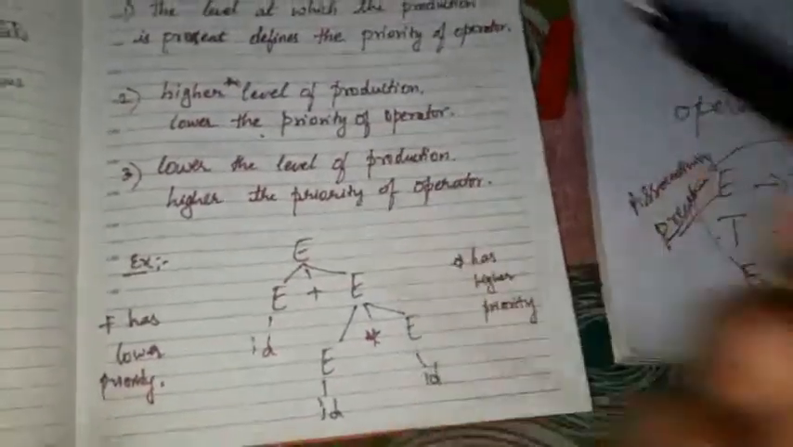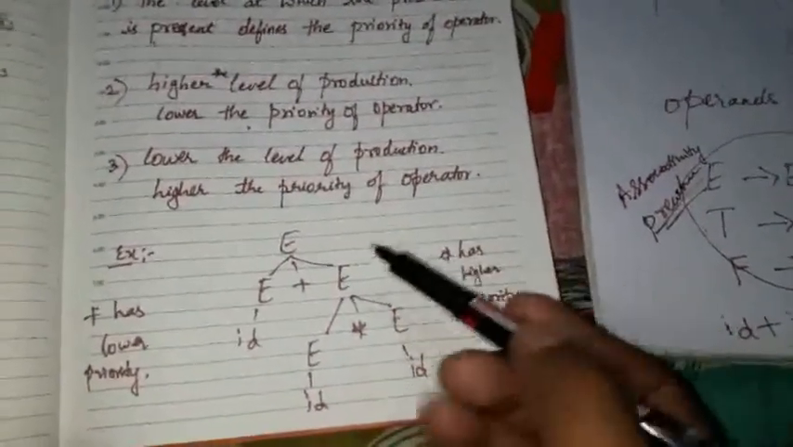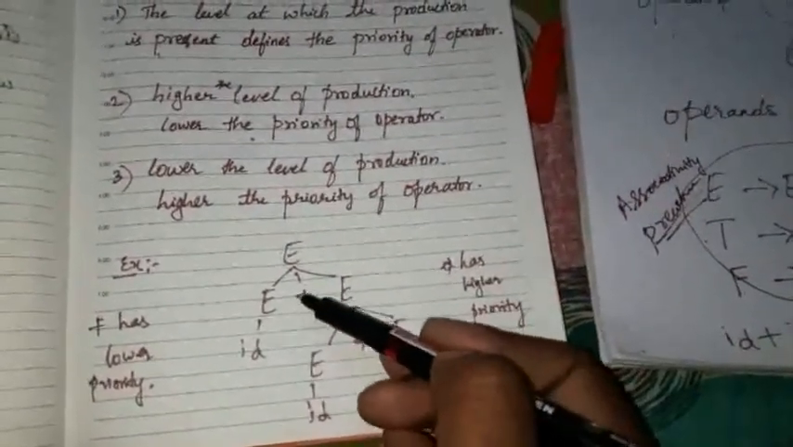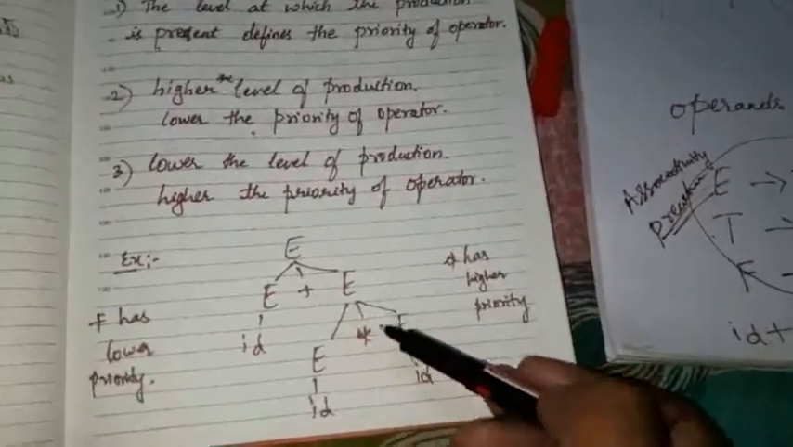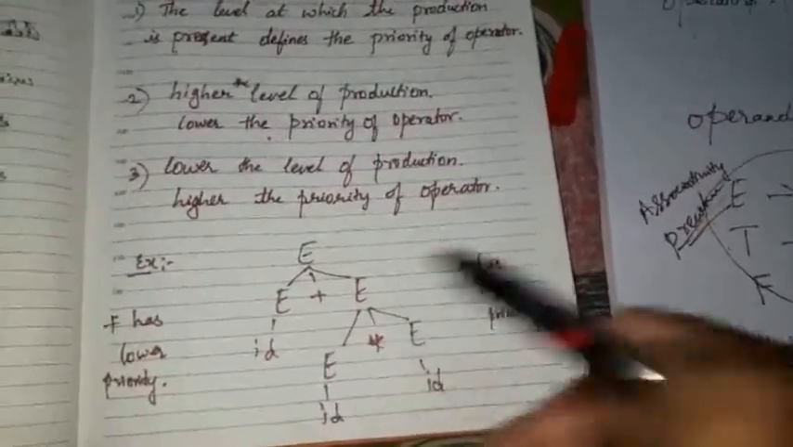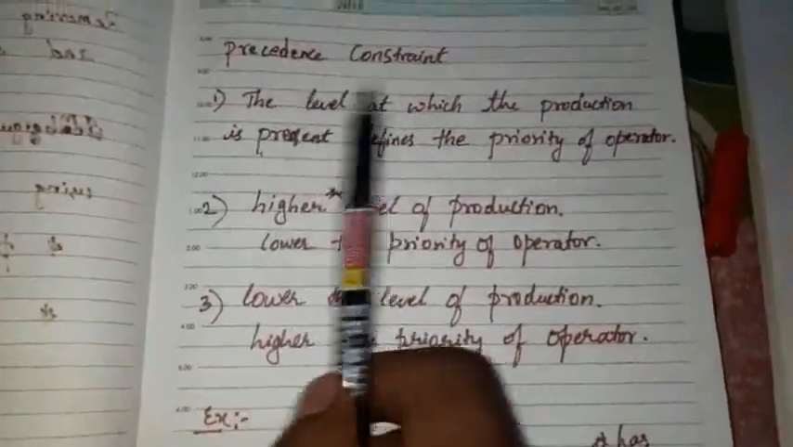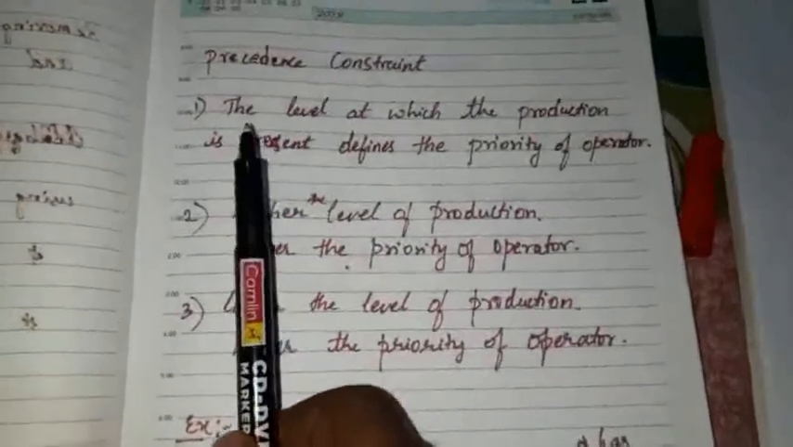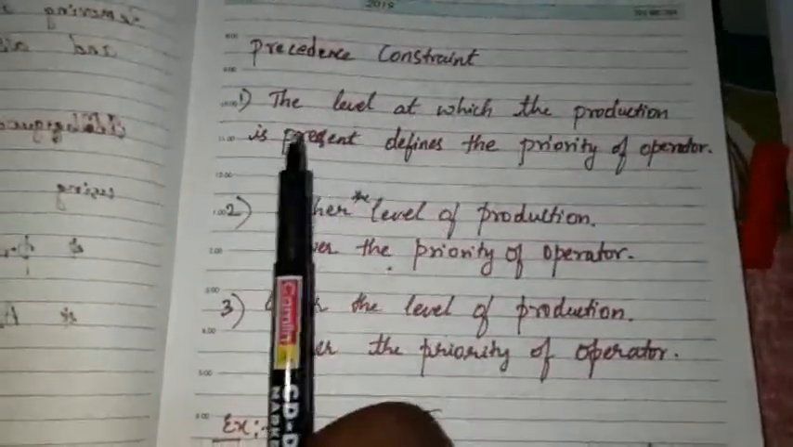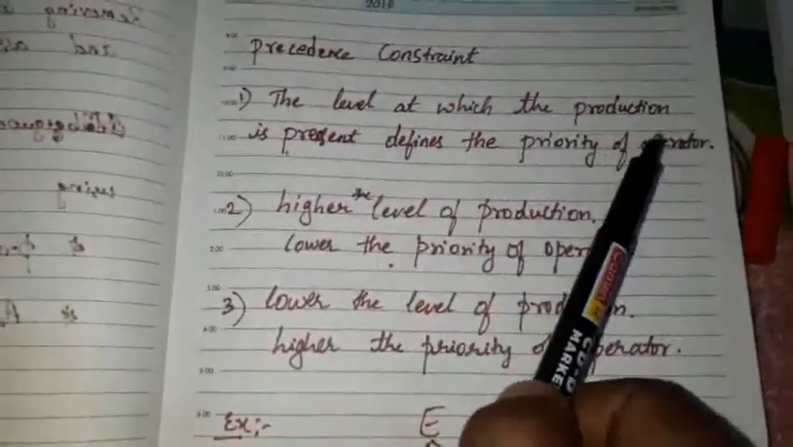Now you can see here in this derivation tree, plus is defined in the beginning, which has less priority, and your star here has more priority. That is the meaning. So in the precedence constraint, there are three things you should know. The level at which the production is present defines the priority of the operator.